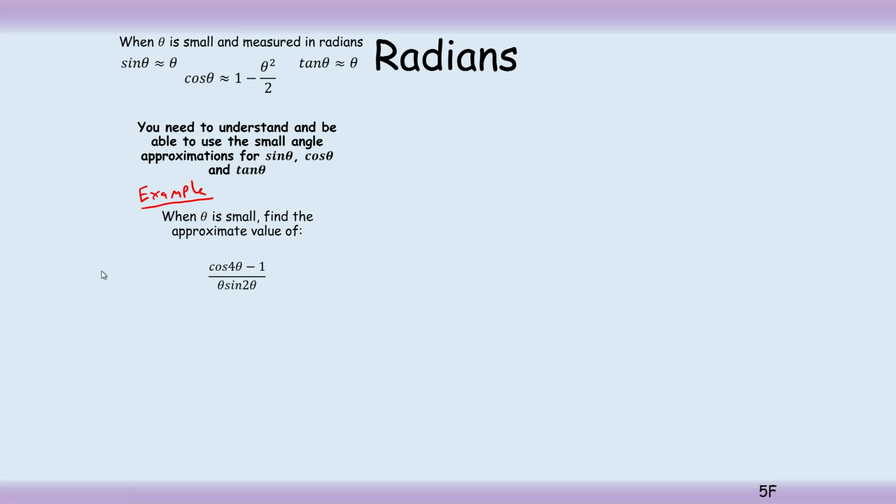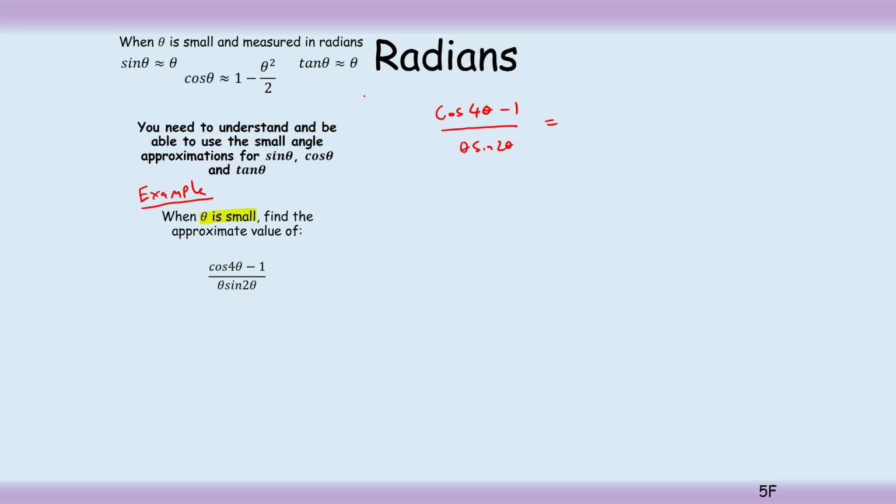Okay, second example. When theta is small, let's highlight that. So let's make sure I've got my highlighter on. There we go. When theta is small, find the approximate value of cos 4 theta minus 1, divided by theta times sine 2 theta. Okay, so let's have a go at that. We've got cos 4 theta minus 1, divided by theta sine 2 theta.